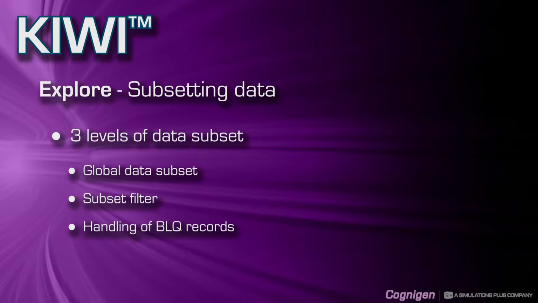You can provide a global data subset using R conditional expressions. You can filter that subset using predefined conditions. And you can also handle BLQ records in different manners, including excluding those records. The final data subset used to create the EDA plots and tables can be obtained by combining any of these three methods.